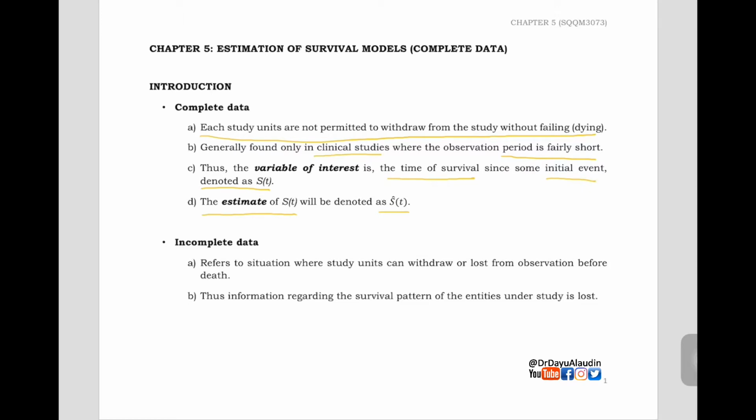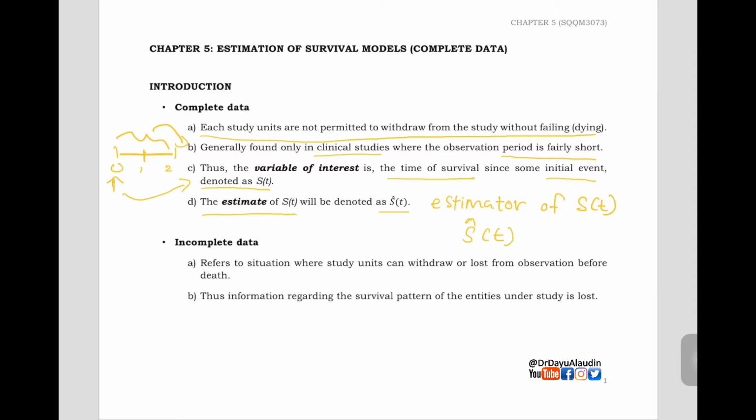So the time of observation must be short, and we observe the survival of the subjects since some initial event, so it starts from 0. Then, with a short period of observation, the estimator of S(T) is denoted as S(T) with the hat.